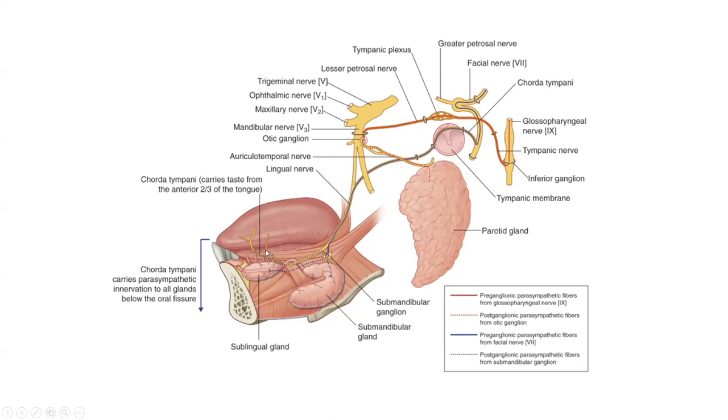And also on the floor of the mouth and the anterior two-thirds of the tongue, there are small salivary glands that also increase their secretion in the anterior two-thirds of the tongue. So this is the parasympathetic route or pathway of the submandibular gland. And of course, the preganglionic and postganglionic fibers synapse at this submandibular ganglion.